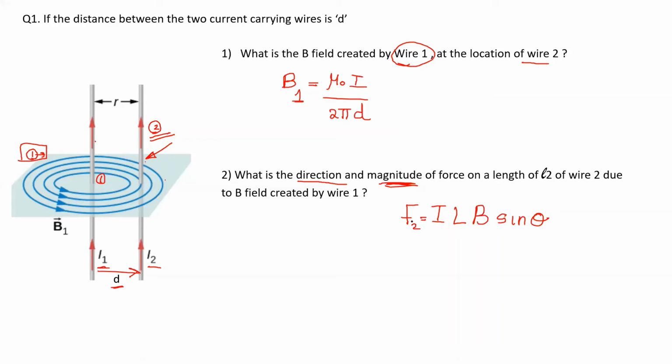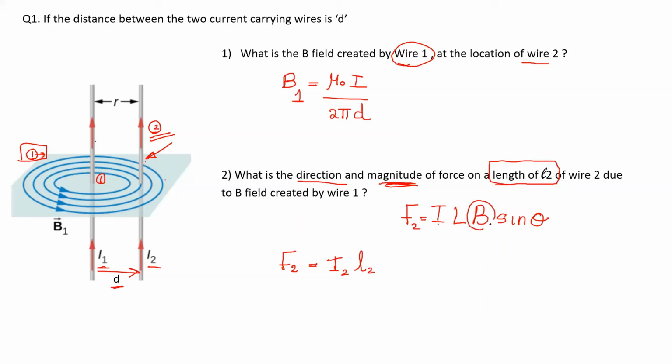So what do you get? F2 is the force on the second wire. For this, we need the current of the second wire, which is I2, and the length of the second wire. So they are talking about this length, right? L2.